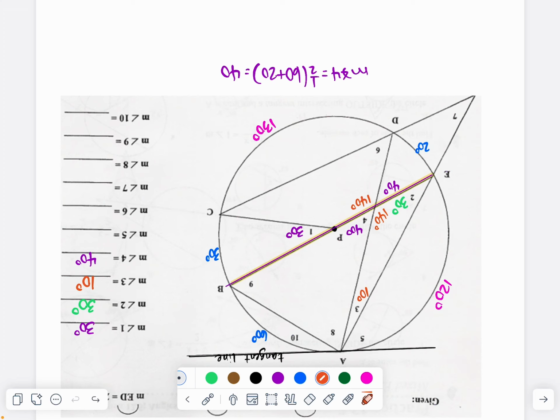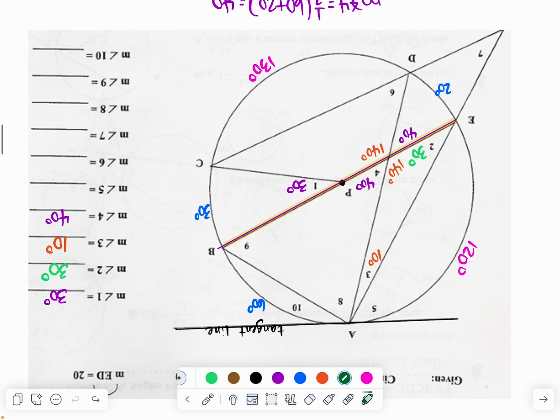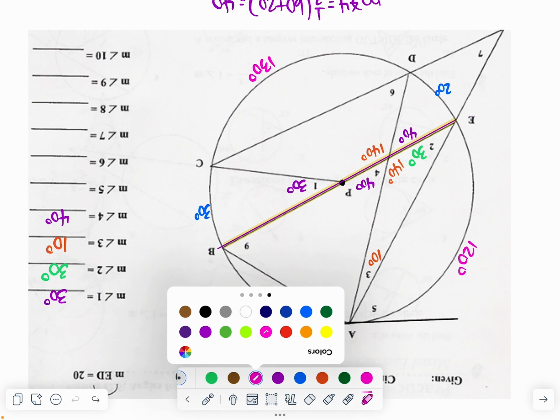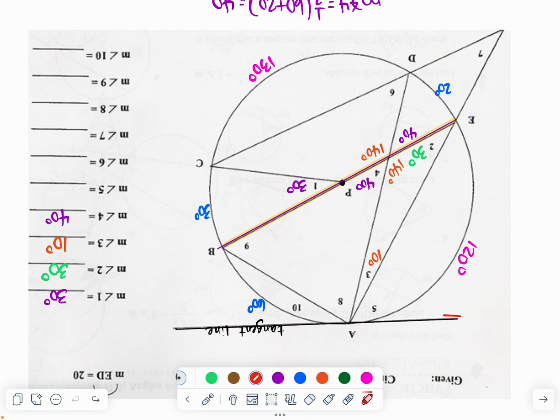Okay. Let's see, the measure of angle 5. Where are you, angle 5? There you are. I'll use red. Angle 5 is this angle whose vertex is on the circle. So it's also half of its intercepted arc of 120. So that means it's 60 degrees. All right, so let me write that in, 60 degrees.